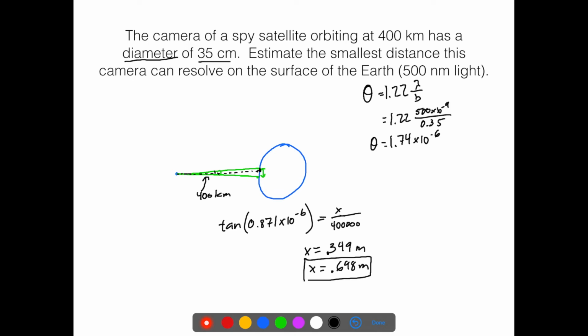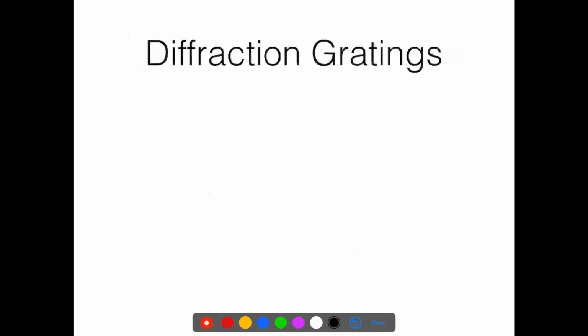And pretty cool that a spy satellite orbiting at 400 kilometers above the Earth can tell the difference between two things that are less than a meter apart. Okay. Anyway, cool stuff. Let's go ahead and look at the next thing.